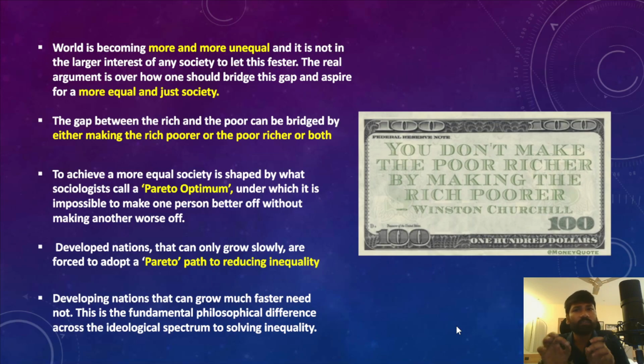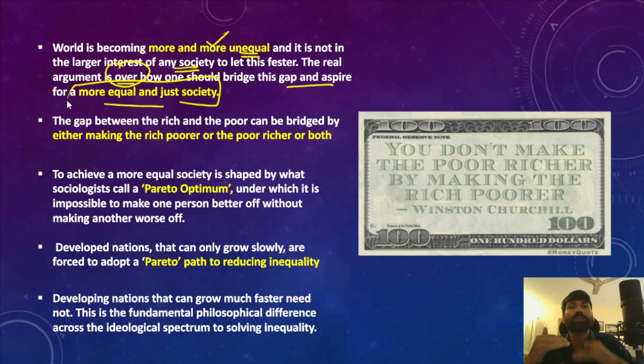Now understand, the world is becoming more and more unequal. That is true. Why? Because the rich are becoming richer and the poor are becoming poorer. And it is not in the larger interest of any society, because if inequalities continue to grow, that is not in the interest of any society. However, the real argument is how one should bridge the gap and aspire for a more equal, egalitarian and just society. And that is the basis of more sustainable and inclusive development in any society.